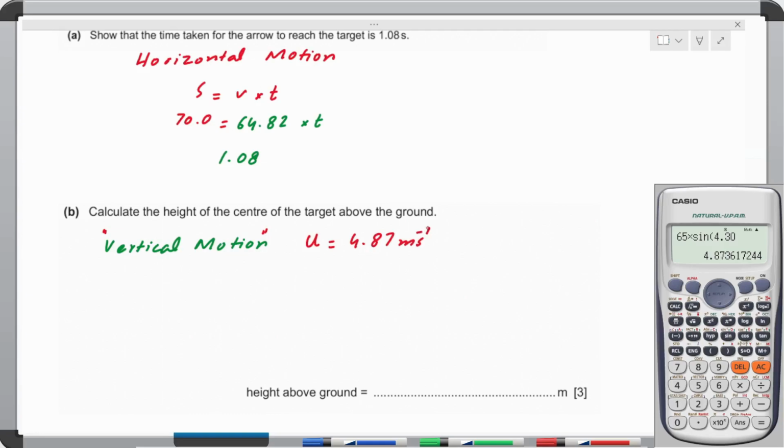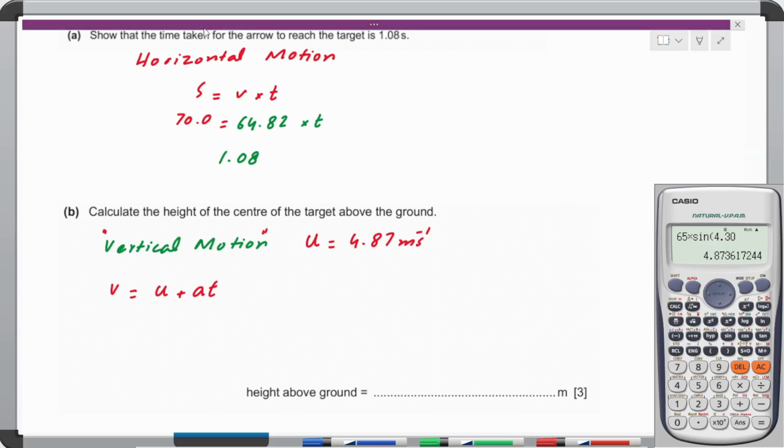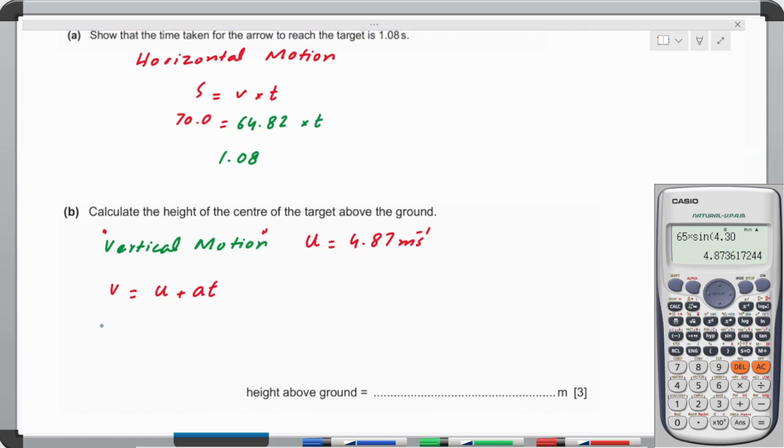Alright, and then what is the final vertical component of the velocity? Well, we can find it by using the formula v equals u plus at. Once again, everything that I've written over here is for the vertical motion. So v equals u plus acceleration, as it goes up, which would be 9.81. And how long does it take to reach the target? 1.08.